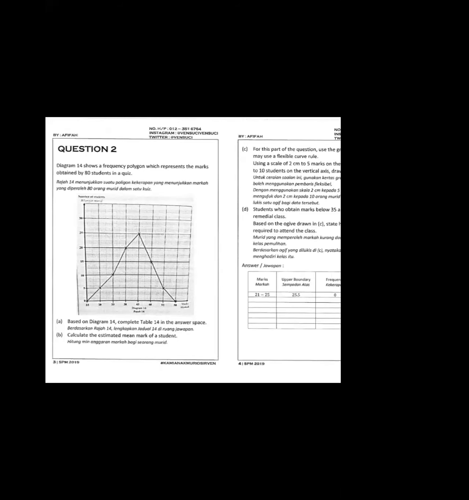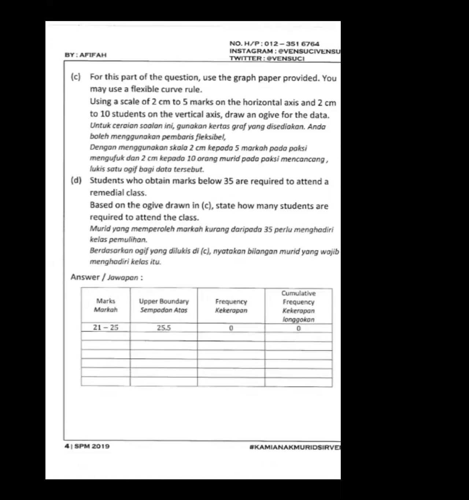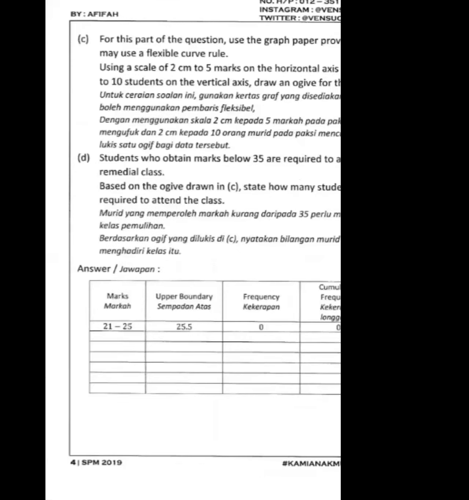Okay, now question 2 is also the same as just now, but you look at this question 2. I will explain one more time, because some of you came late to today's class. For question 2, diagram 14 shows a frequency polygon which represents the marks obtained by 80 students in a quiz. Based on diagram 14, you should complete table 14 in the answer space. So they already give you a table again.